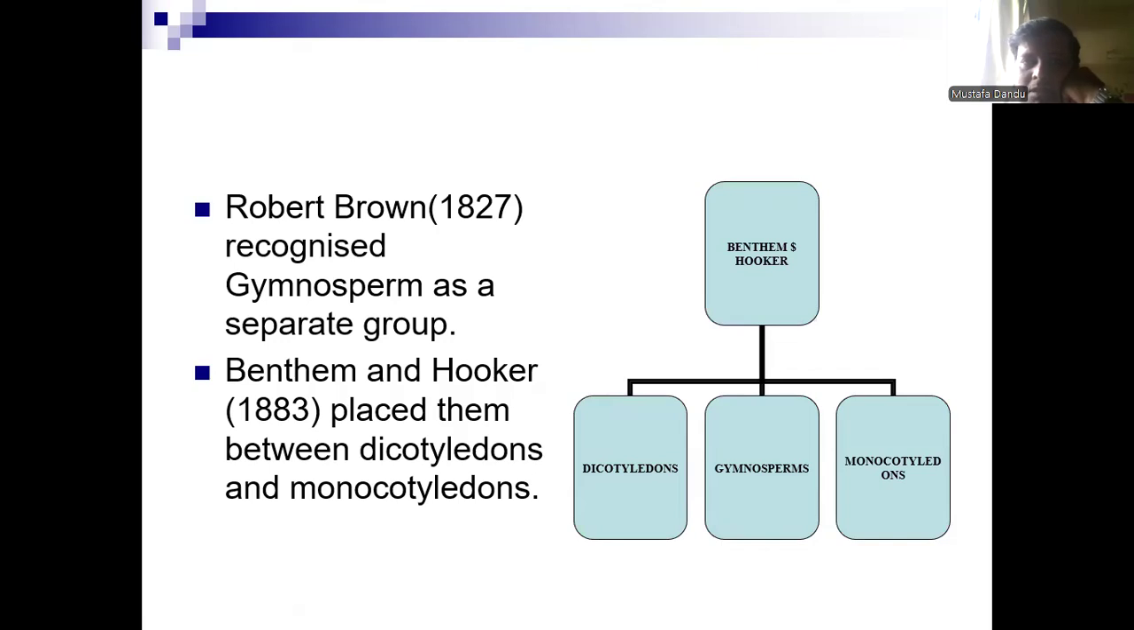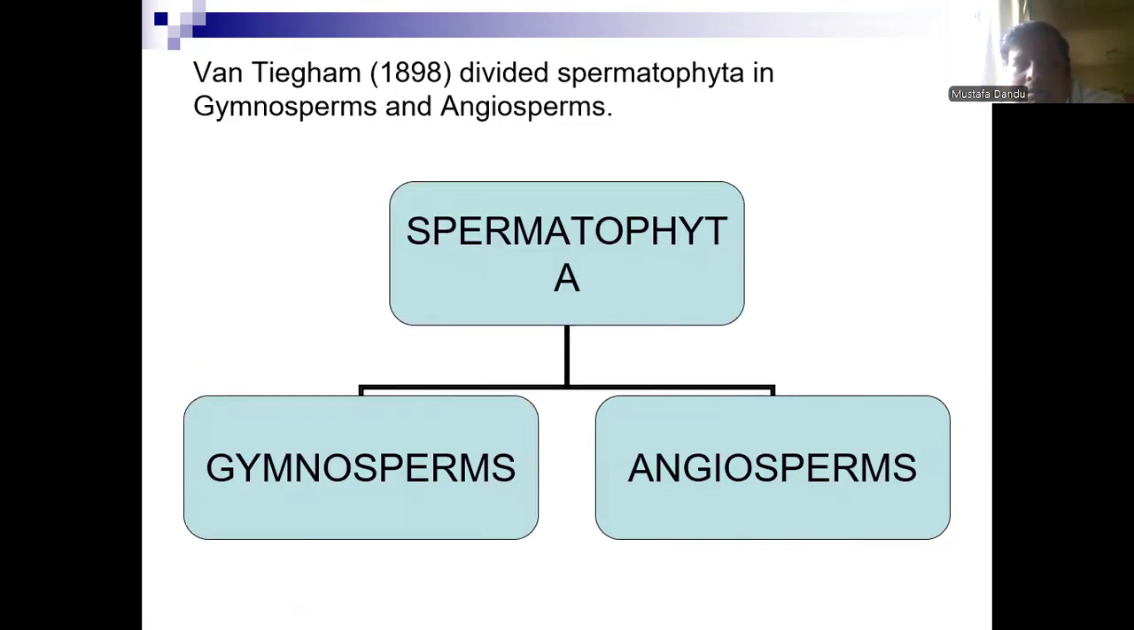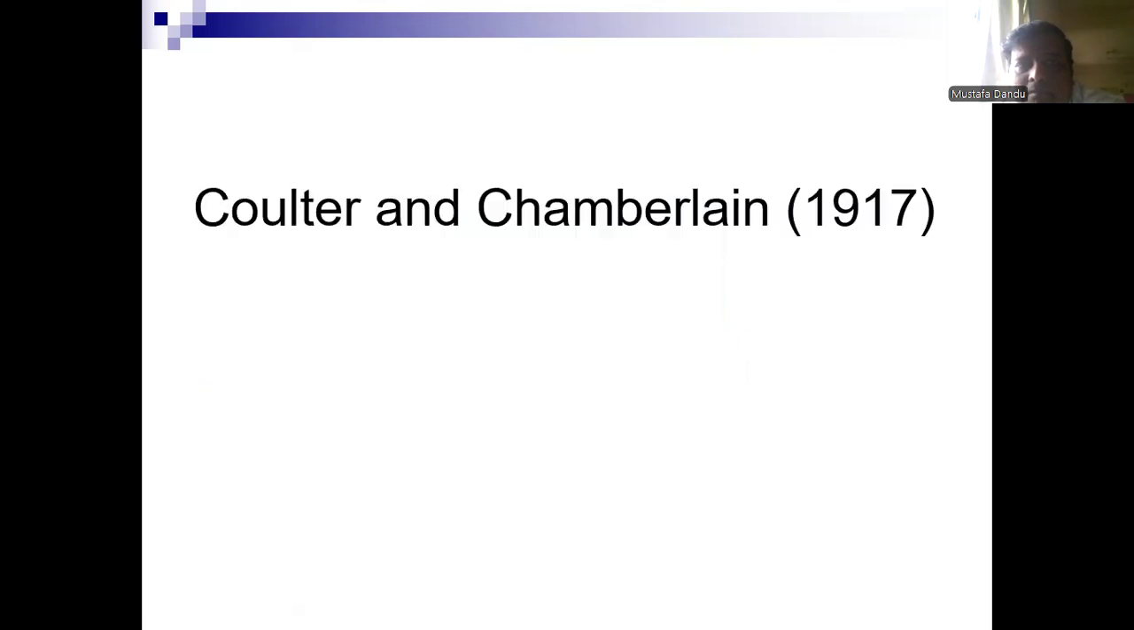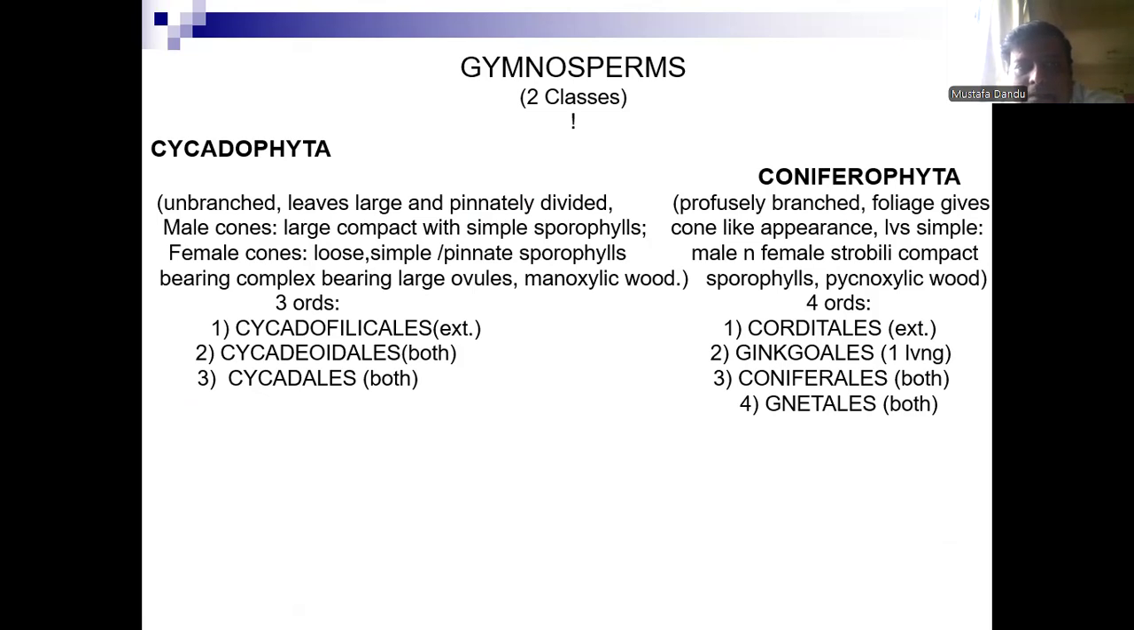Here you can see the classification. Robert Brown in 1827 recognized gymnosperms as a separate group. Bentham and Hooker in 1883 placed them between dicots and monocots. Eichler divided Spermatophyta into gymnosperms and angiosperms. Coulter and Chamberlain in 1917 divided them into Cycadophyta and Coniferophyta. Gymnosperms were divided into two classes based on the presence of branched leaves, large pinnately divided male cones, and large compact and simple sporophylls.